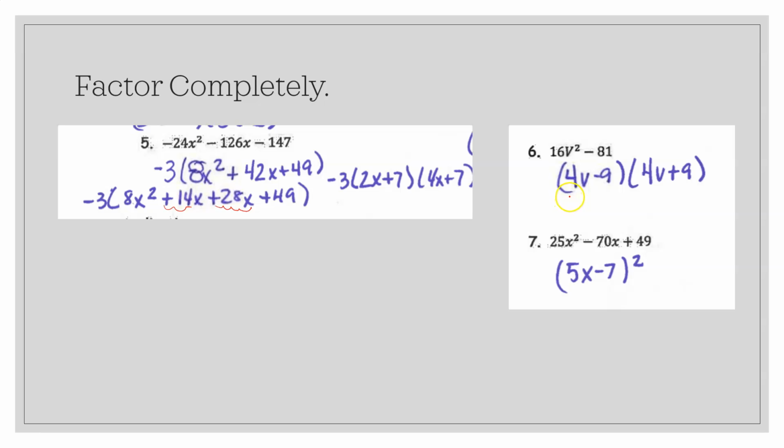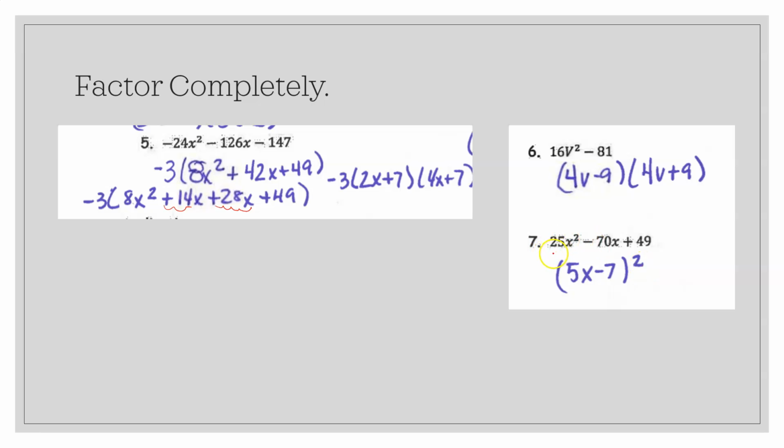Number 6, this is the difference of two squares, so it follows that pattern, 4v minus 9, quantity 4v plus 9. 7, perfect square trinomial, is 5x minus 7 squared.